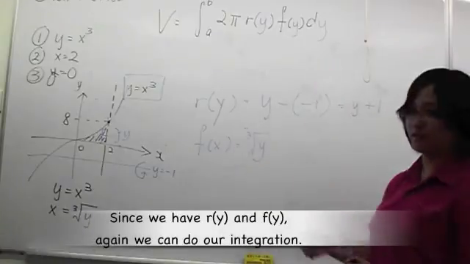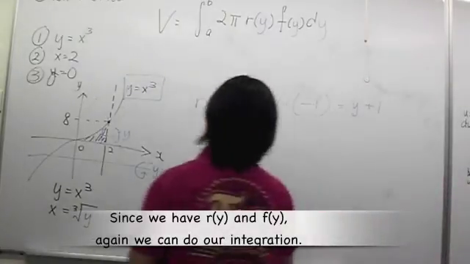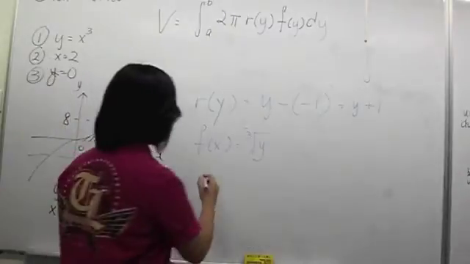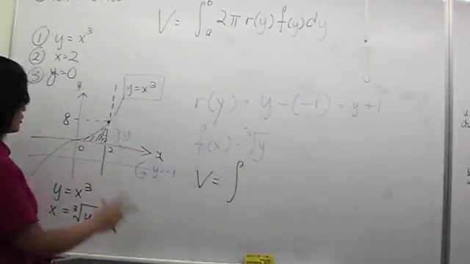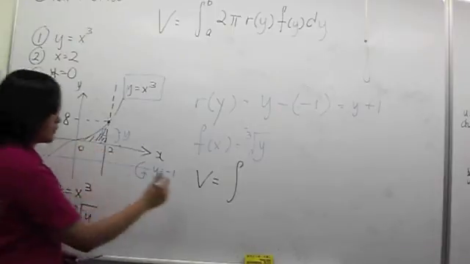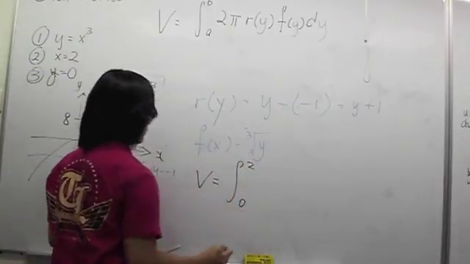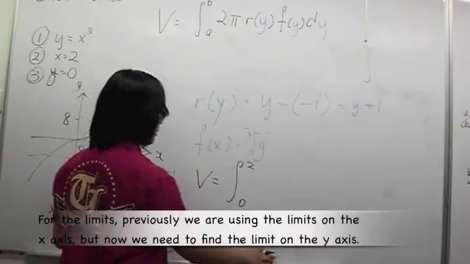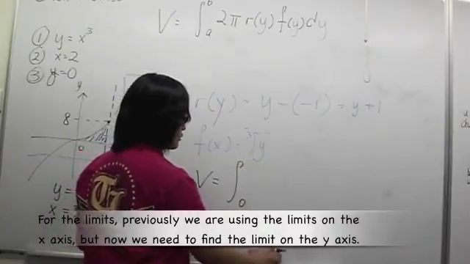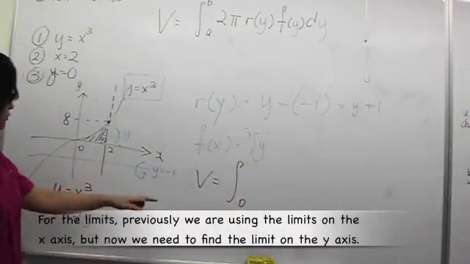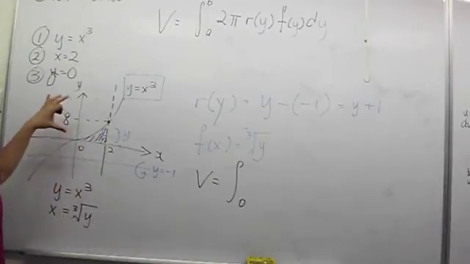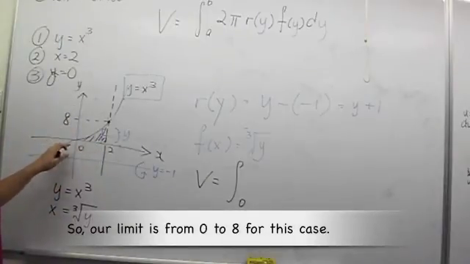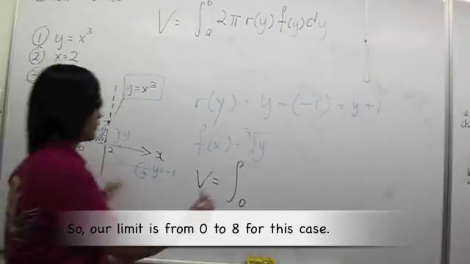We have the radius, we have the function. Again, we can do our integration. Now, the limit won't change because the region is still the same. But something is going to change. Previously, you were using the limit on the x-axis, but now we are going to use the y-axis, so our limit is 0 to 8 now.